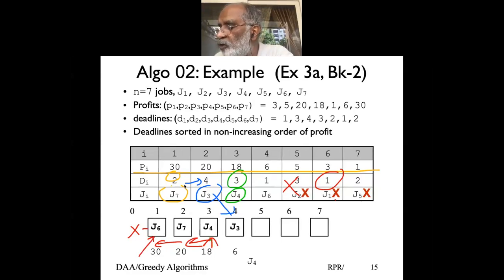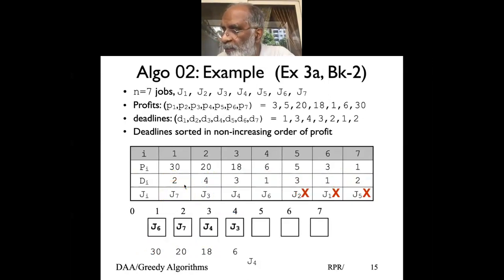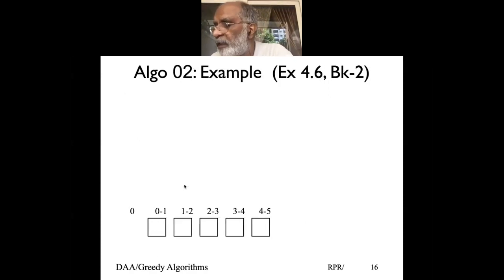The same is true for job J5: slot 2 is booked, and the previous slot, slot 1, is also booked. So this cannot be scheduled. So this becomes my optimal schedule, and my optimal profit happens to be 30 plus 20 plus 18 plus 6. This is a bad example for this case because we're not doing any searching previously. Let's look at another example.